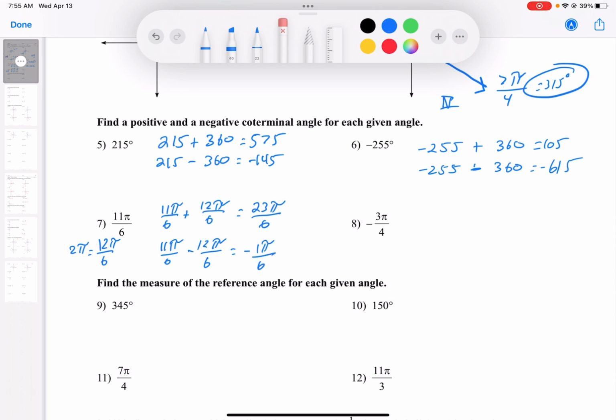Negative 3 pi over 4. 2 pi is the same thing as what over 4, so we have a common denominator? 4 times 2 is 8, so that's 8 pi over 4. So we're going to go negative 3 pi over 4 plus 8 pi over 4, and negative 3 pi over 4 minus 8 pi over 4. So that's 5 pi over 4 and negative 11 pi over 4. So there are your solutions for the coterminal angles.